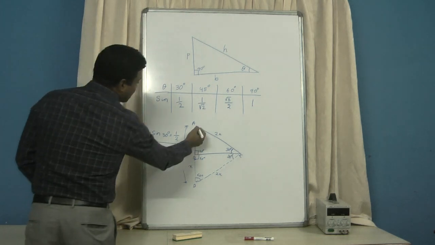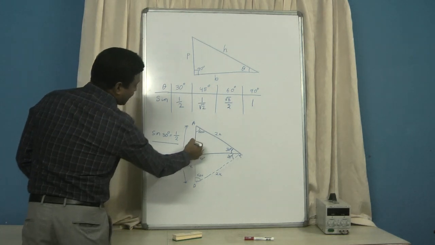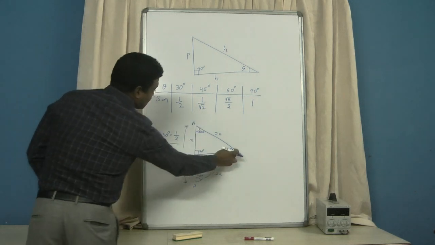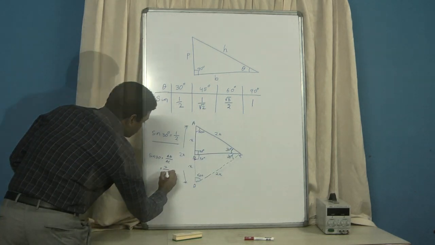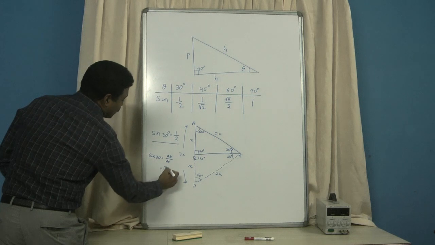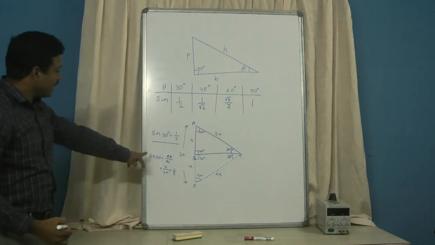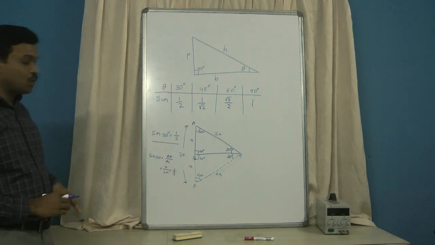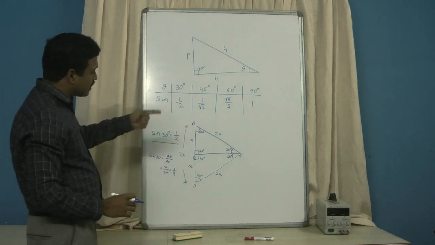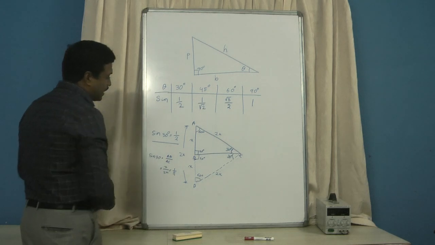That is equal to AB side, AB side is the length of x, and this AC side is the length of 2x. So x divided by x cancel out, then it becomes 1 divided by 2. So sine 30 gives us the value 1 by 2. Now let's consider the 60 degree.